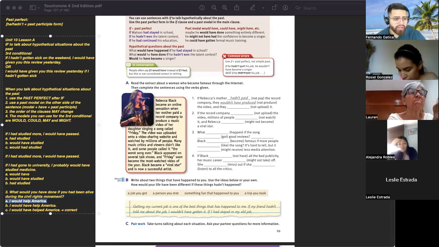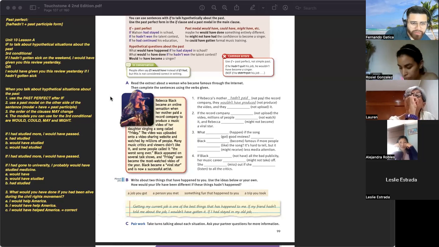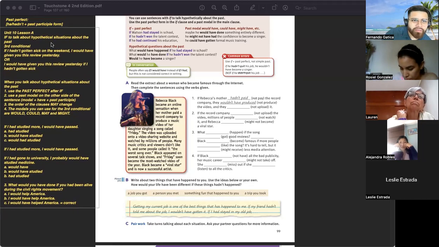Now, I would help America, that structure is correct. But I would help America, that's talking about the present or the future. You can use if to talk about hypothetical situations in the present. But if it's in the present, we don't use the past perfect and we don't use a past modal. We use the verbs in the past and just a regular modal verb.